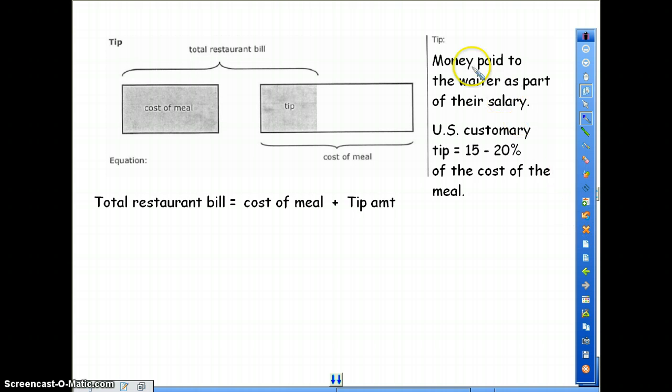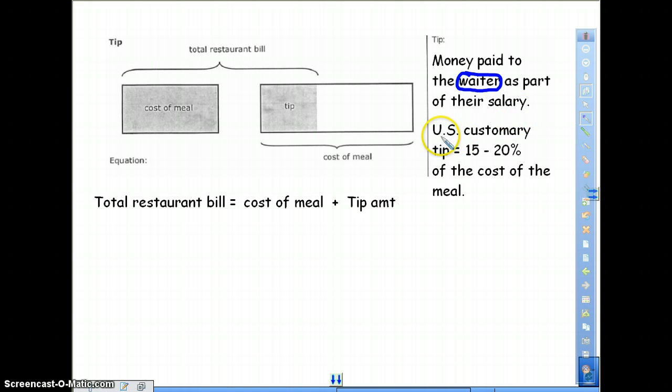What's a tip? It's money paid to a waiter. You know what? Let's change that. It's not necessarily paid to a waiter, because you could tip your hairdresser. You could tip people that are doing your lawn. We don't necessarily just pay tips at restaurants. So this could be any person who's providing a service. So money paid to somebody providing a service as part of their salary. When Domino's delivers pizza to my house, I tip the driver.